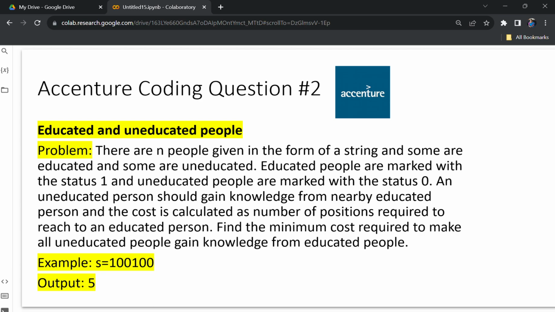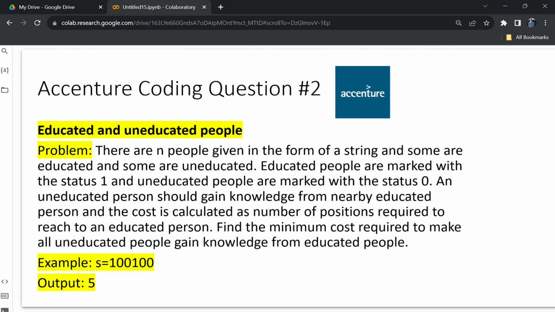Then you take the next one, the second uneducated person. For him, it is either going towards left by 2 positions or going towards right by 1 position. Which is the best option for him? Going towards right by one position. Now, up to now, what is the total cost involved? 1 plus 1, that is 2.